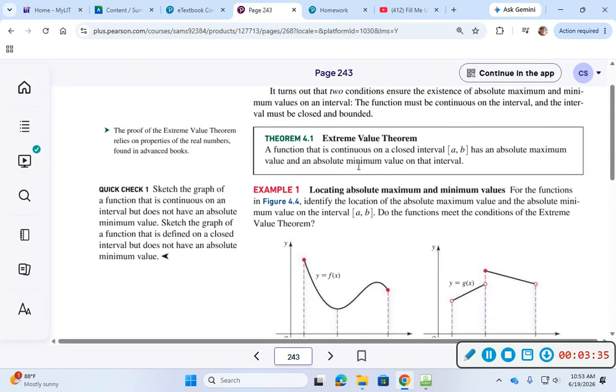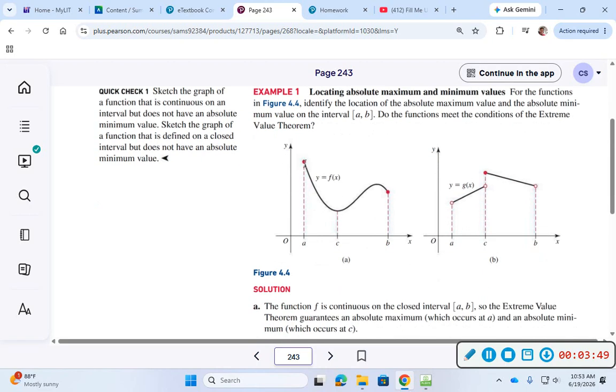All right, so the extreme value theorem. We have a function that's continuous on a closed interval. So it's telling you if it's closed, there is an absolute maximum value and an absolute minimum value. So if you have a closed interval, you're guaranteed to have a max and a minimum value. This endpoint is not the minimum. Okay, this lowest point is the minimum. Highest and lowest are the max and minimum.